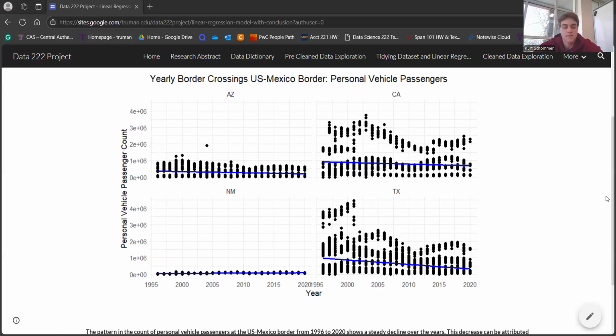Moreover, the fluctuating economic conditions in both the U.S. and Mexico have had an impact on the volume of cross-border travel. Economic downturns, rising fuel prices, and other financial factors may have reduced the need for people to make trips across the border. Over time, people may have chosen other modes of transportation, such as air travel or even virtual communication, instead of crossing the border in personal vehicles.